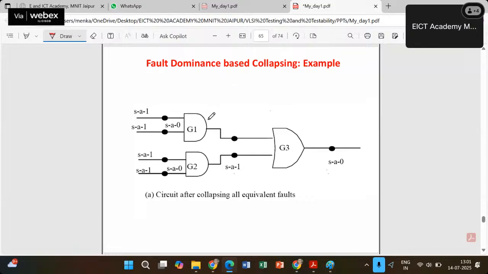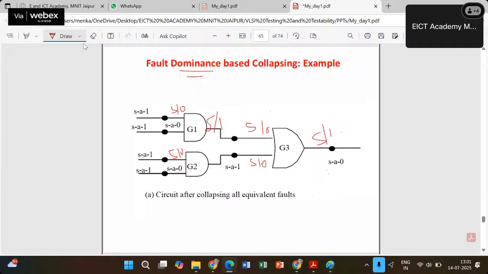In our previous example, we reduced this stuck-at-0 fault because of fault equivalence based collapsing. Likewise, this is stuck-at-0 also, and this is stuck-at-0 also. And this stuck-at-1 at the output, and this branch, we have reduced because of OR gate equivalence based collapsing. Now we are on dominance based collapsing. So what does dominance based collapsing say?